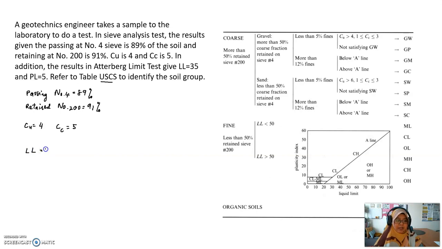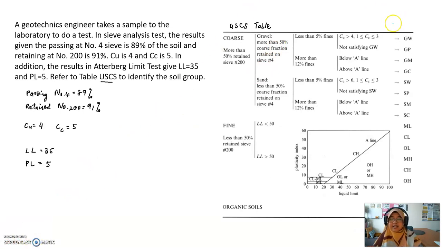Liquid limit, how much water at the liquid condition, and plastic limit. The liquid limit is 35, the plastic limit is 5. So they ask us to identify the soil group by using the USCS table. So we can see this is the USCS table. Let us do the first step.